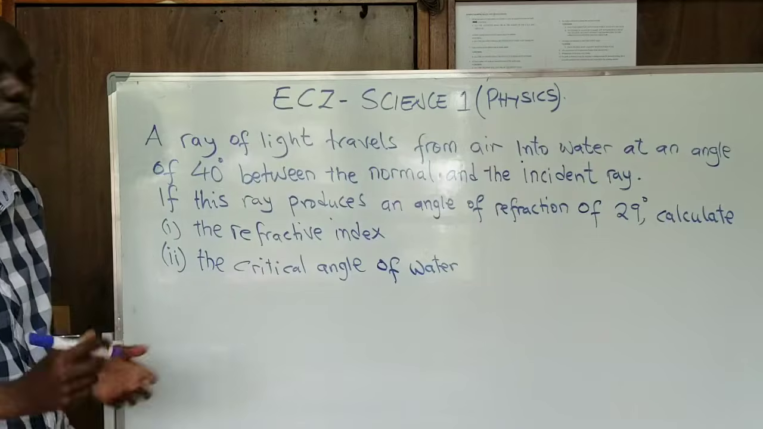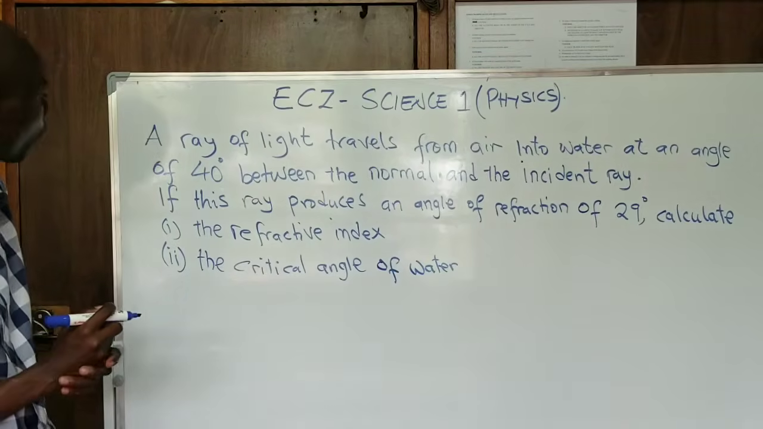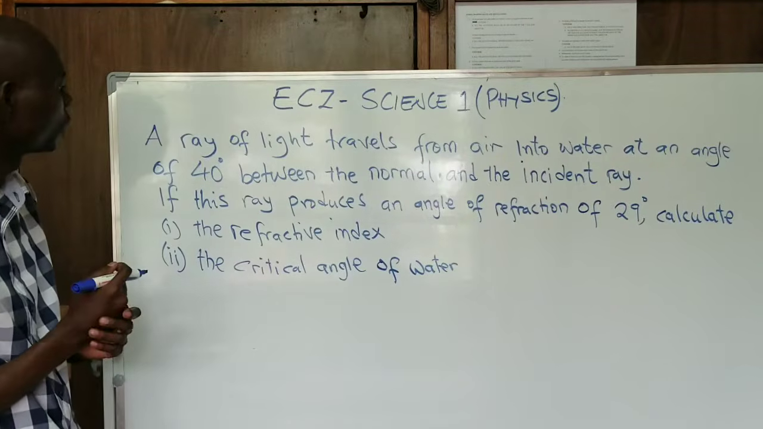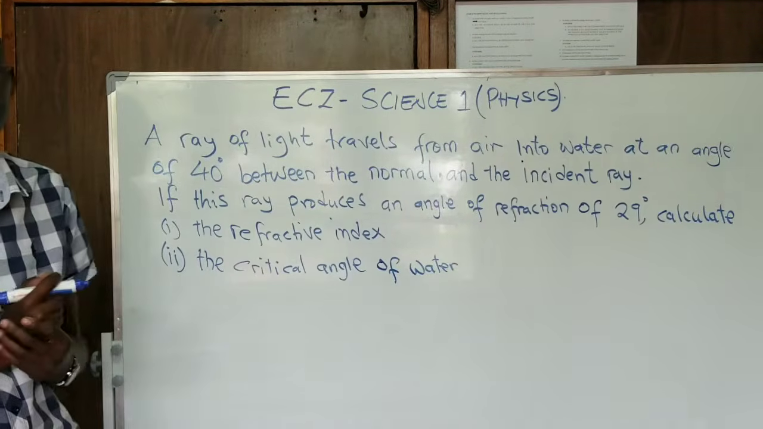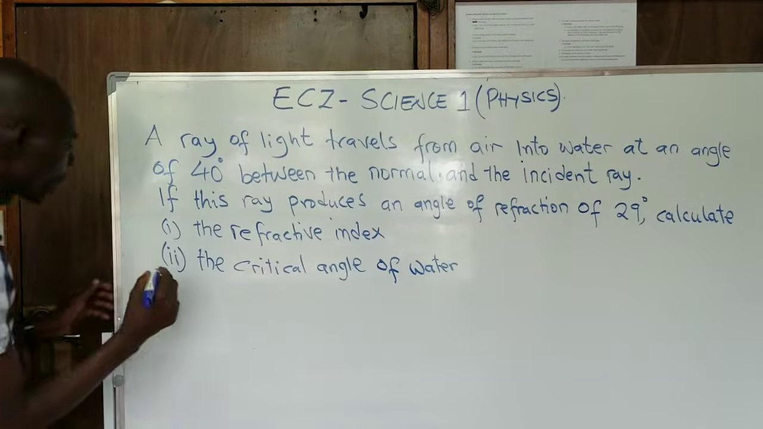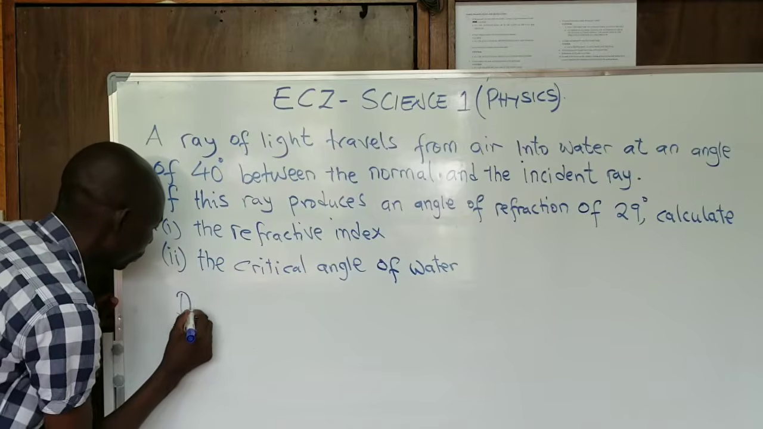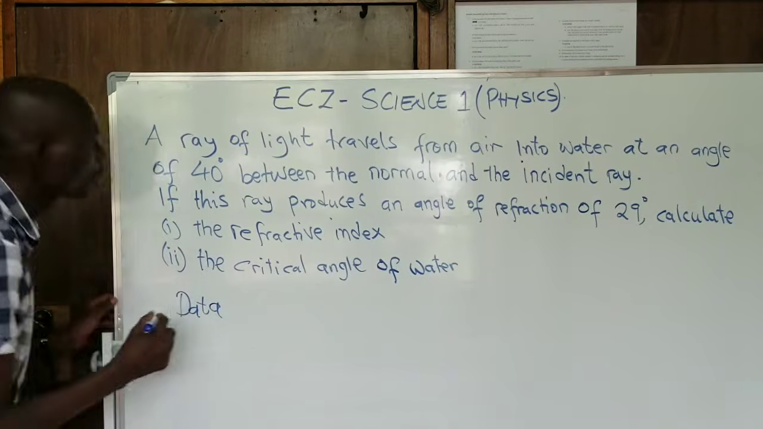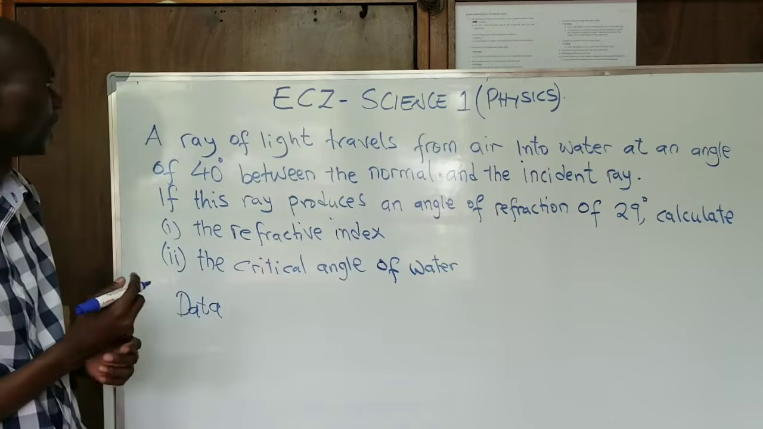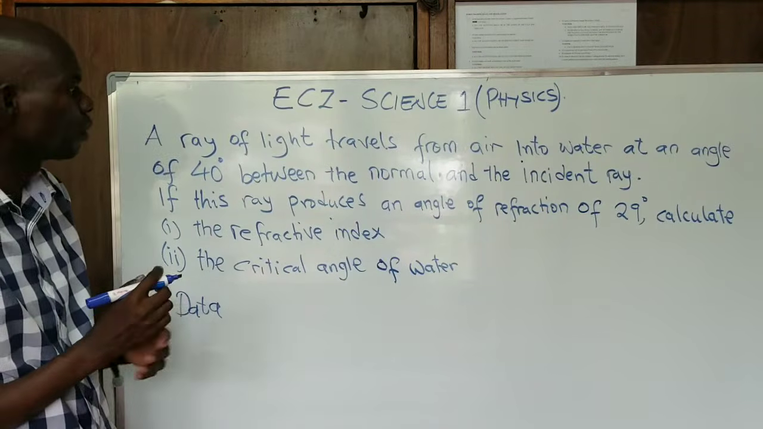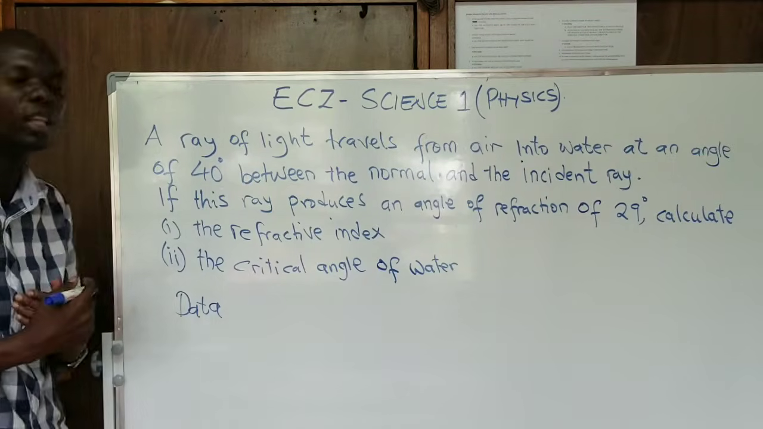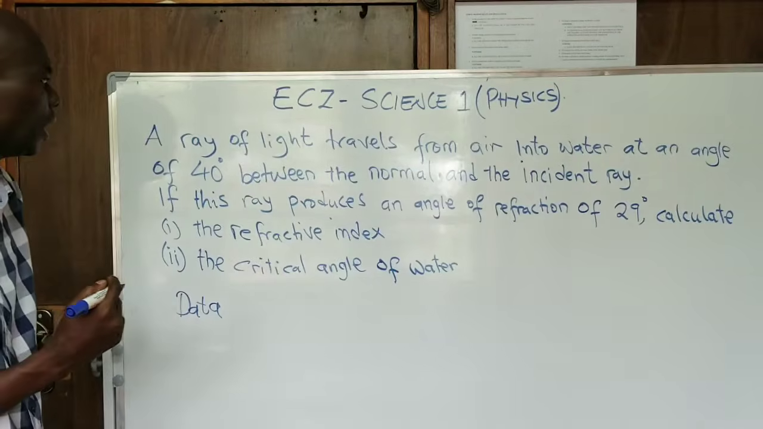To solve this question, you need to extract the information that is in the question so that you do not get confused along the way. So you write what we call data. In the question we are told that the ray of light which traveled from air into water was at an angle of 40 degrees between the normal and the incident ray.